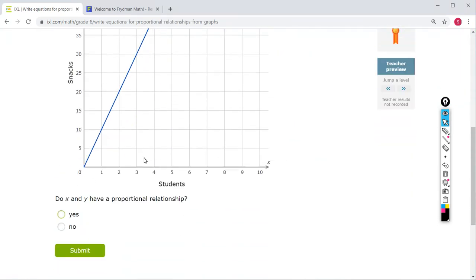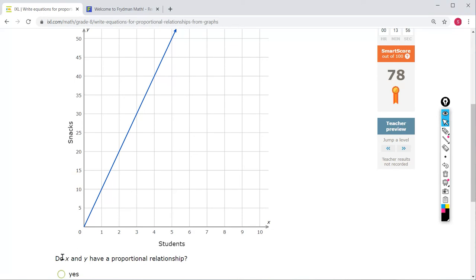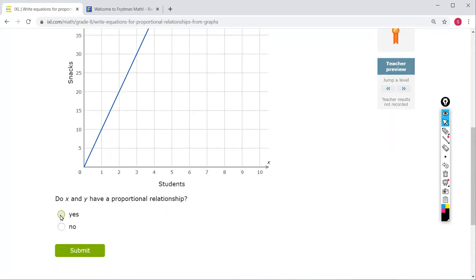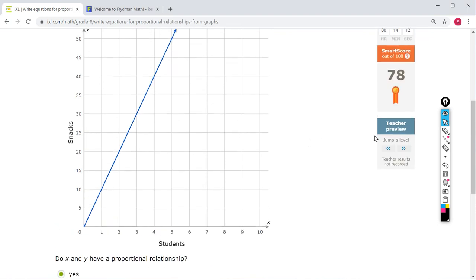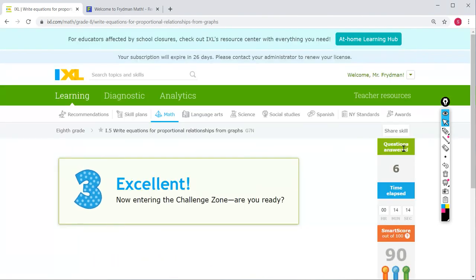And this one, it is a straight line, and it is going through the origin, so this one, we'll click on yes. It does show us a proportional relationship, and I'm not going to do the equation right now because it's the same as all of the other ones. So I'm just going to skip a level and see if we get a different kind of question.